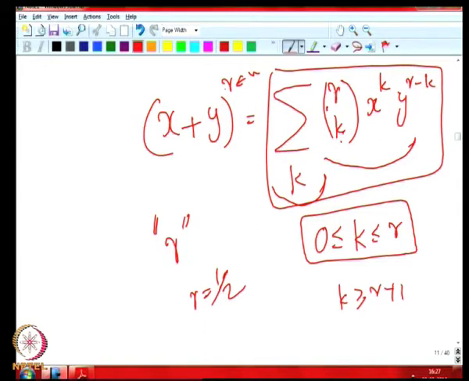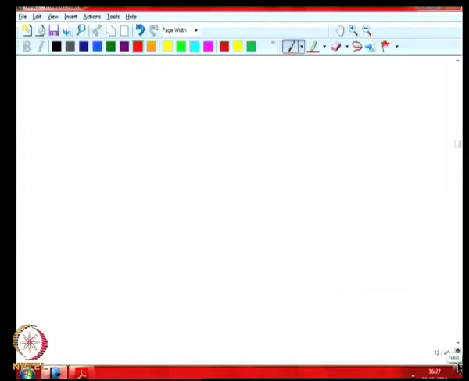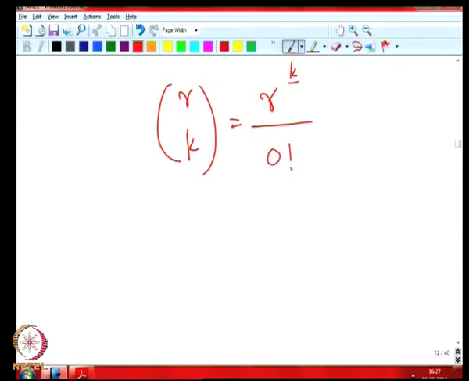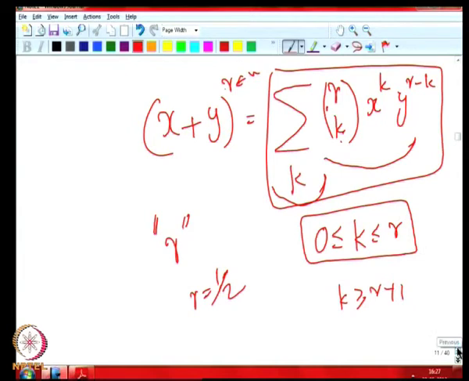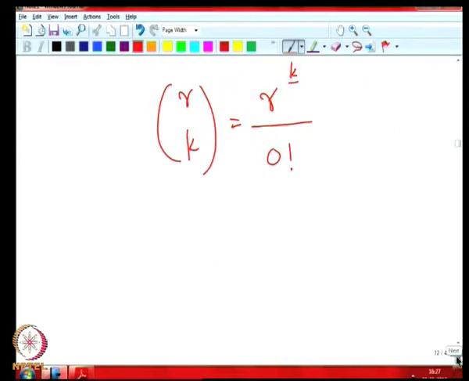Because if r is not an integer, r choose k is not going to be 0. You remember that the formula for r choose k is r k falling factorial divided by k factorial. Still, we can say that when k is negative, it will anyway disappear. So for positive or 0 k only we have to worry about, right?